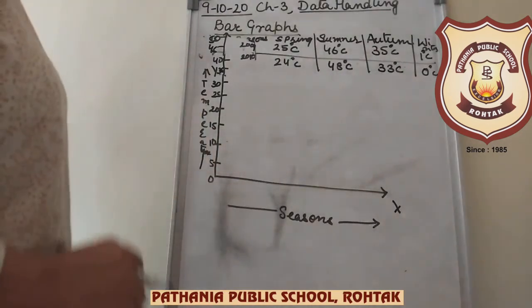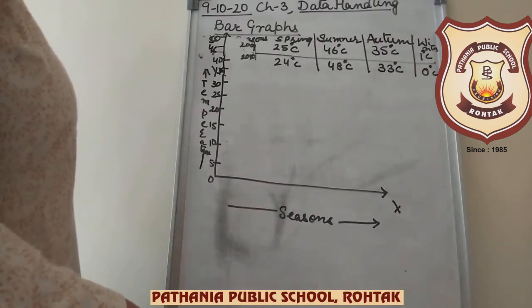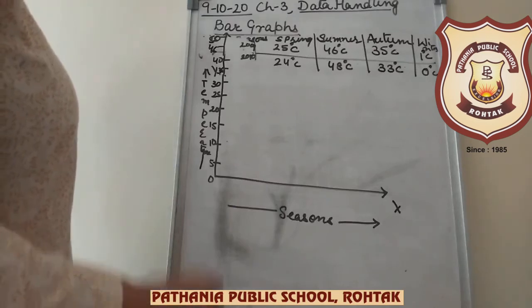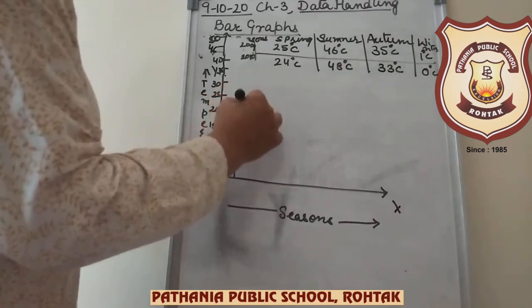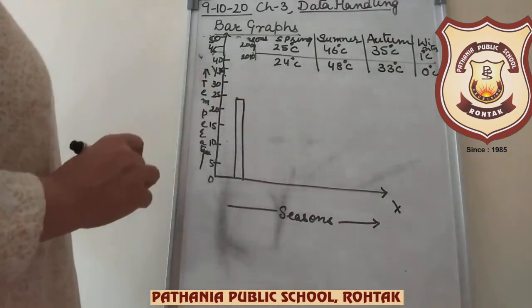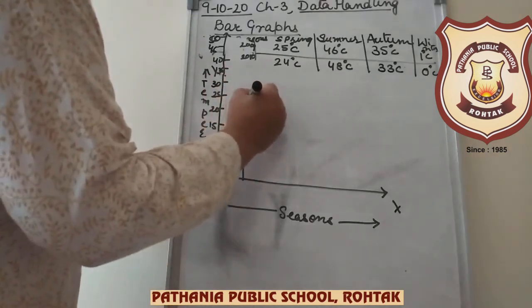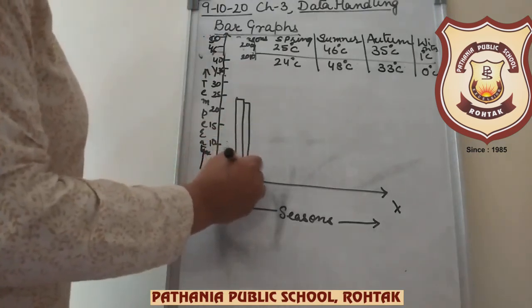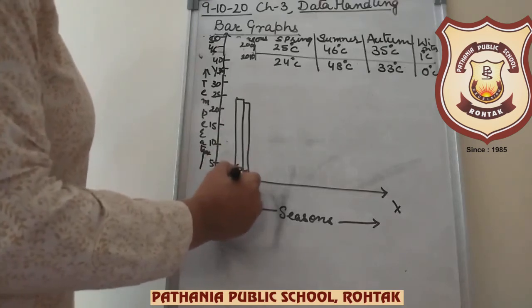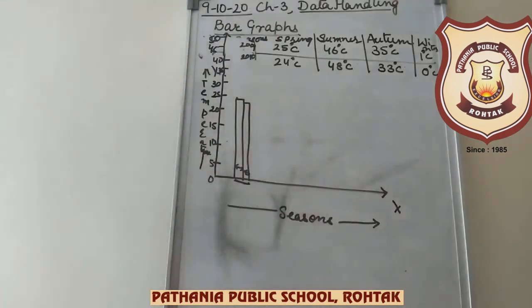Now how to draw? For 2009 in spring season the temperature is 25. So I will draw. This is for 2009, and in 2010 it is 24, so it will come a little lower. Here again the width of these two has to be the same, and the total width of the two bars has to be the same for the others also. Okay, so this is a very important thing that you have to keep in mind.